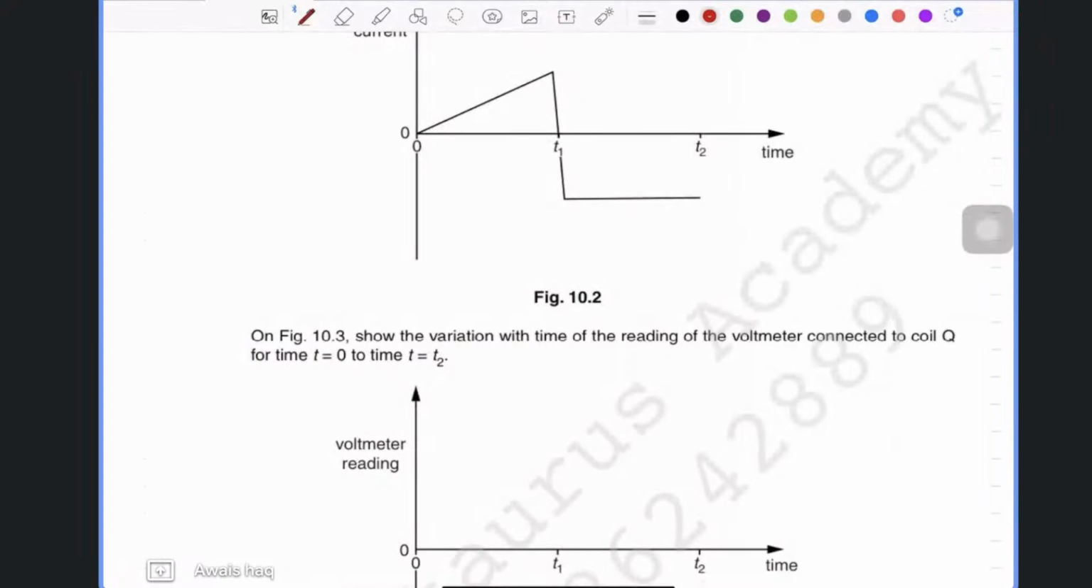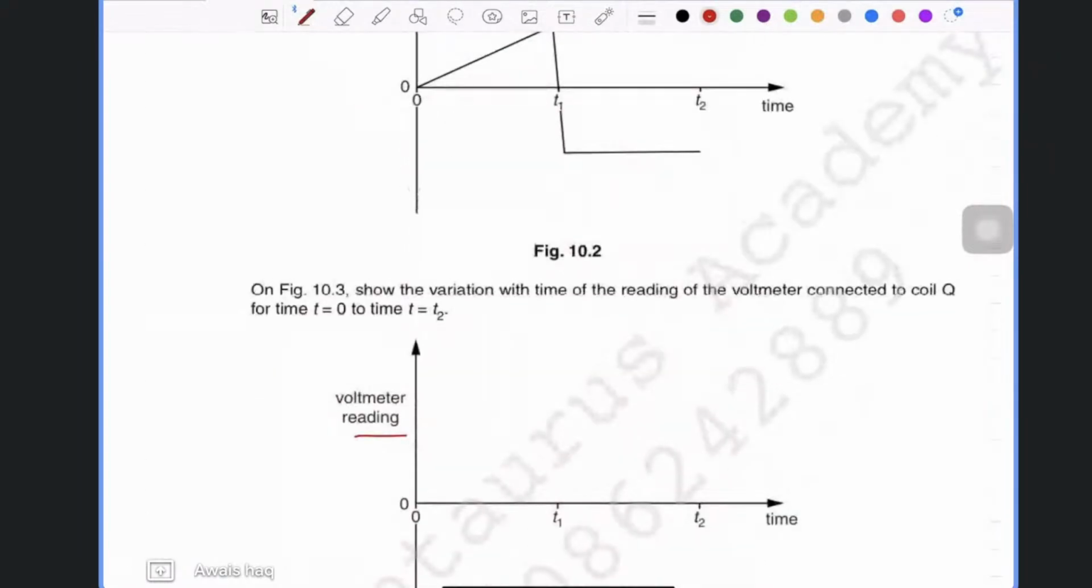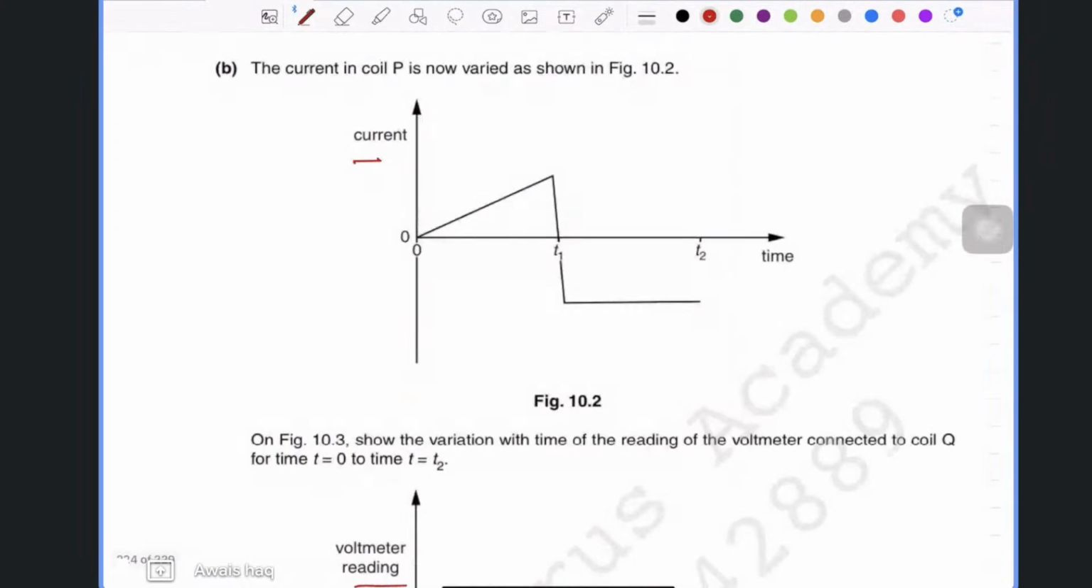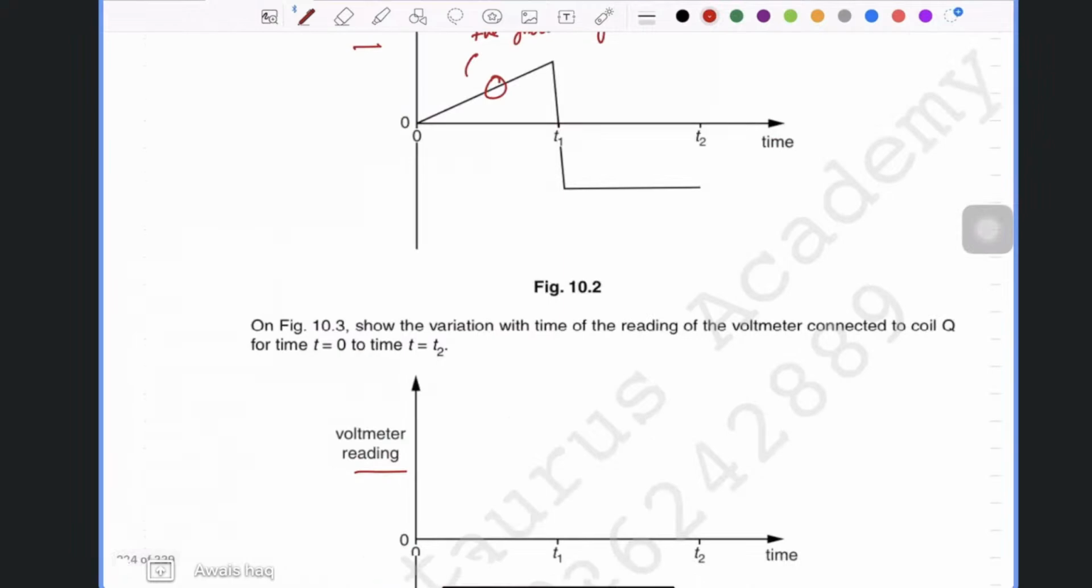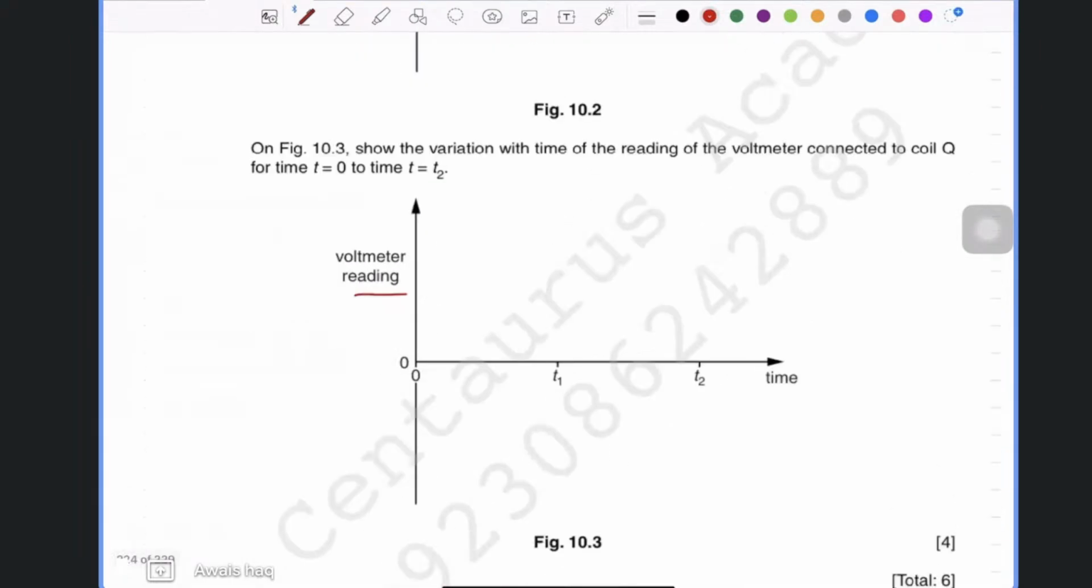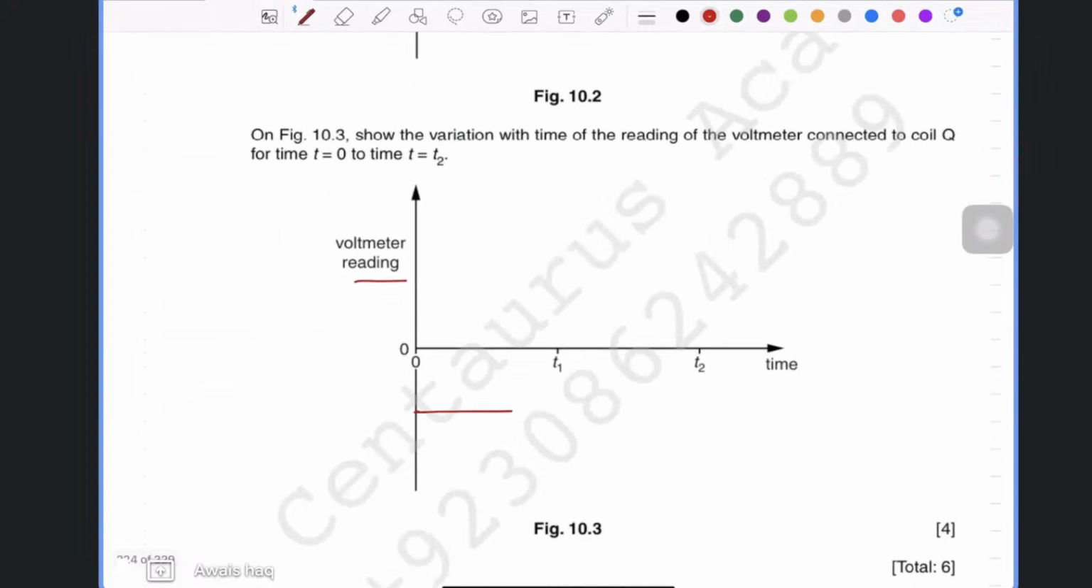Now you see this is current and this is EMF. We have to understand that whatever the gradient here is, we're going to put the negative of that value underneath. Right now this one has a positive gradient and the magnitude is constant. So we have to put a negative line till t1, and the value has to be constant for voltage. Is it clear?